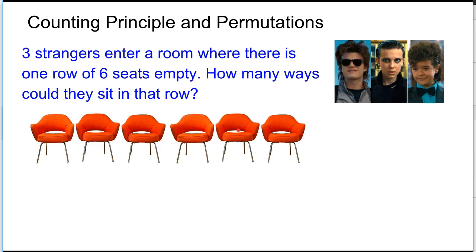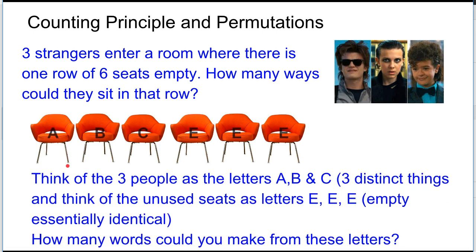Well, a way that I try to look at this is to think about it like this. Yes, there are these people, but what if I thought of them as being A, B, and C? That's person number 1, person number 2, and person number 3. They're not identical. They're unique. So I'm just going to give them letters A, B, and C. Now, the other 3 seats are going to be E's for empty. And again, I know that they could be arranged any different way.